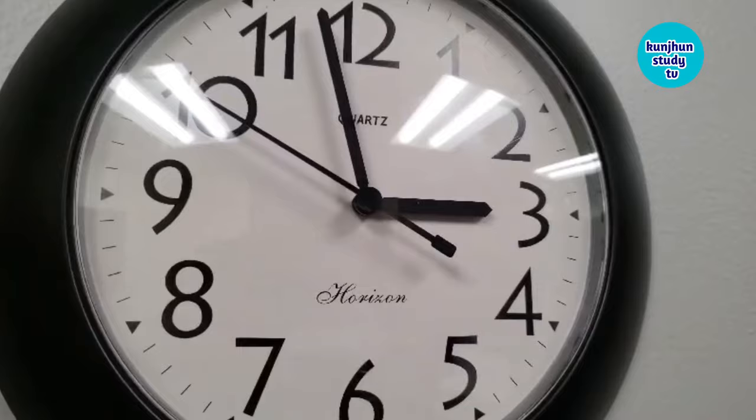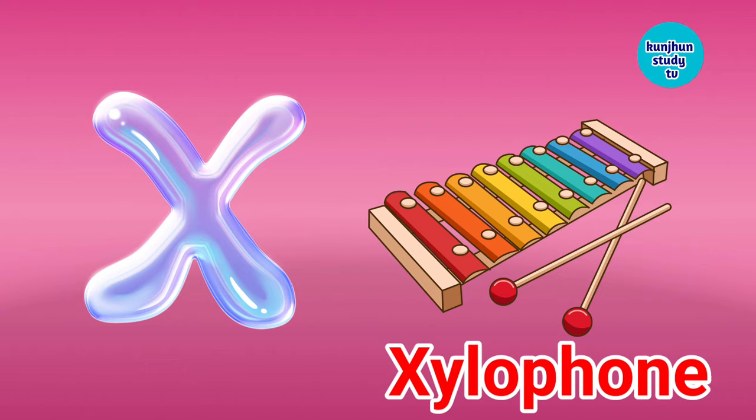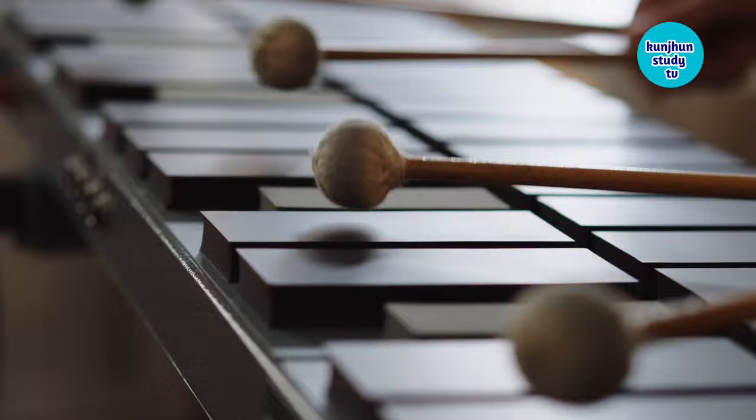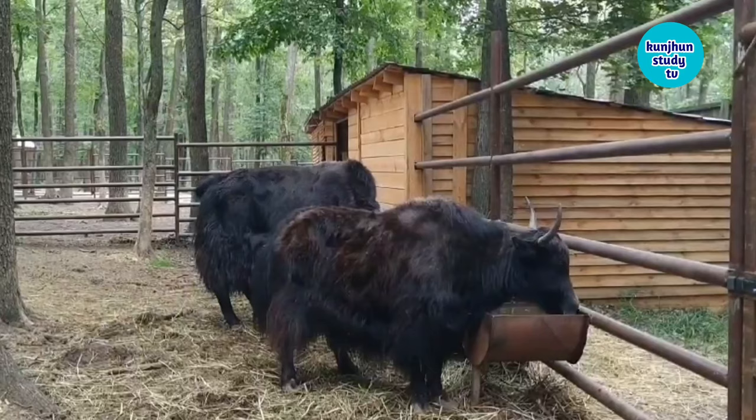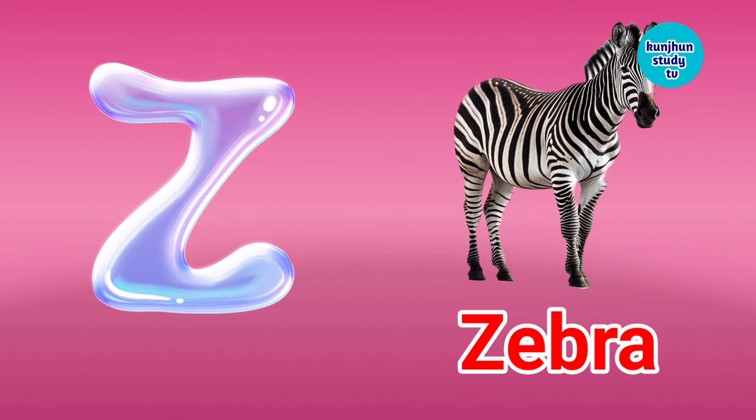X. X for xylophone. Xylophone means xylophone. Y for yak. Yak means pahadi saad. Z for zebra. Zebra means chittidar ghoda.